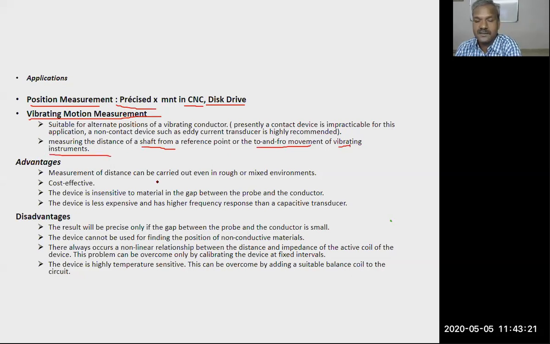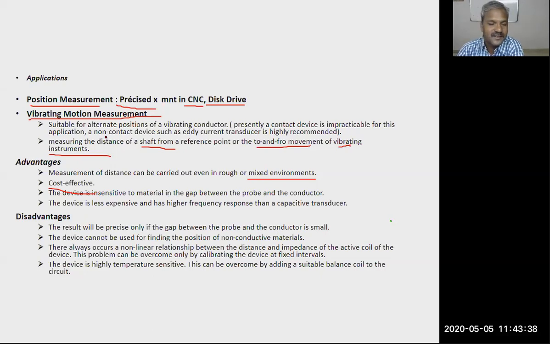The advantage is this can be carried out in rough and mixed environments, any metal, non-metal mixing environment. This is very cost effective. This device is sensitive to materials in the gap.